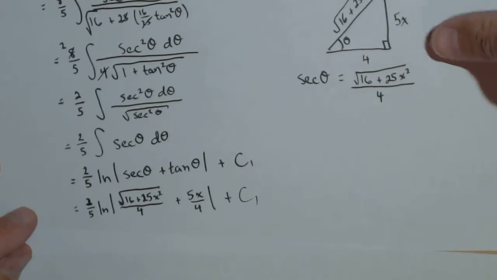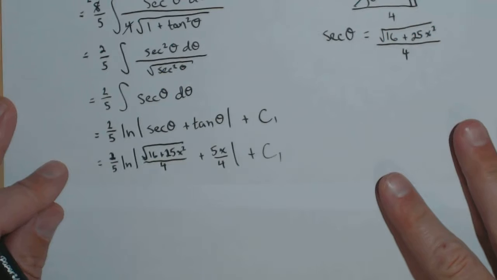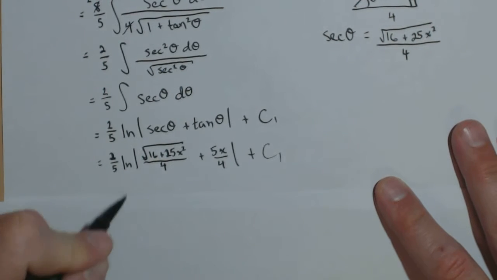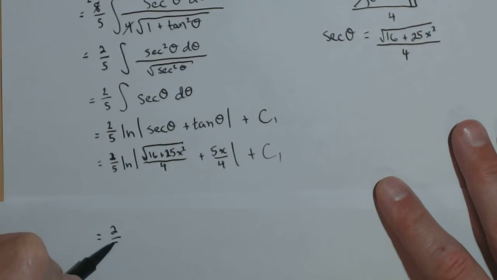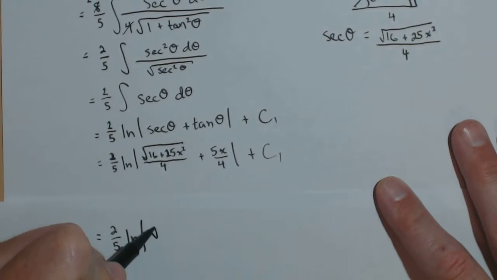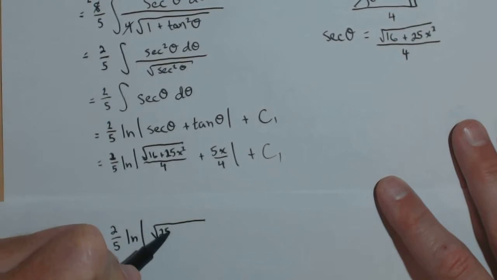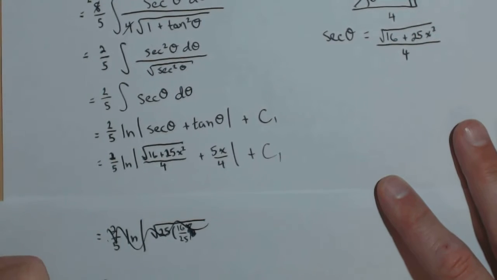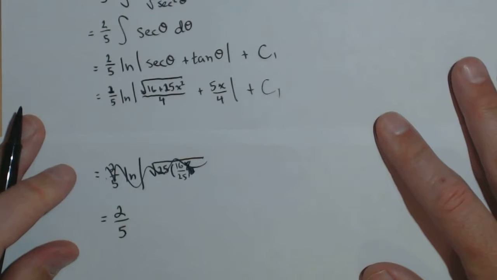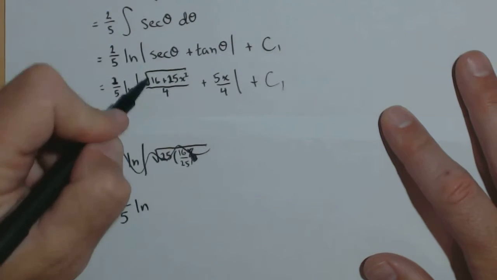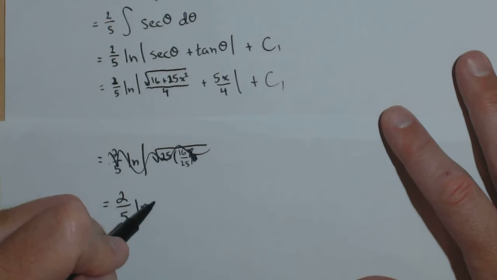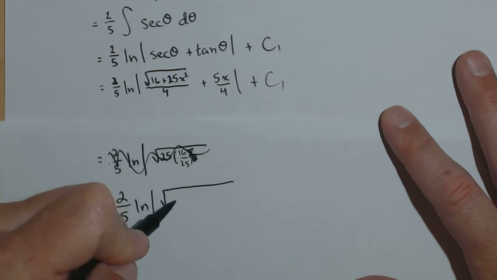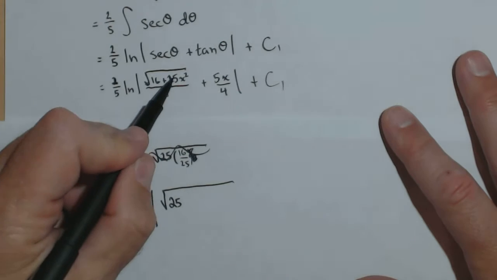So if we move this up, what I'm going to do is, under this radical, I am going to factor out a 25. So I have square root of 25 times 16 over 25. Shouldn't have a parenthesis there. Let me give a little more space. 2/5 natural log. I'm going to factor the 25 out of here again. Sorry about the mistake. Square root. So I factor out the 25. That means I'm dividing both these terms by 25.